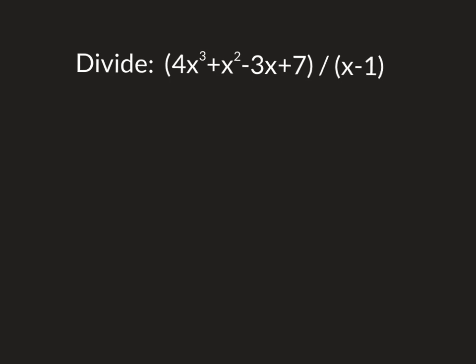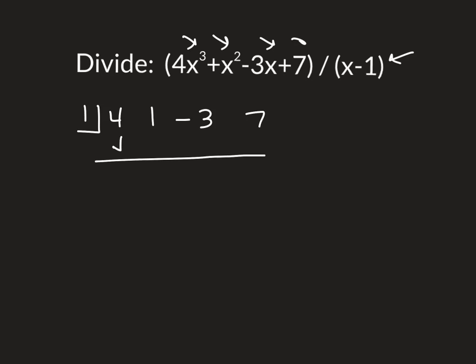This one says 4x cubed plus x squared minus 3x plus 7 divided by x minus 1. So I'm going to set it the same way. Put my box. Put my coefficients out here. Now, one thing I do want to say: if you're missing an exponent, like this goes 3, 2, 1, none, if I were missing the x squared right there, I'd have to put a 0 in its place. All right, now, this is x minus 1, so I'm going to put a positive 1 in the box. Remember how we start. We always start by bringing the first number down below the line, which is a 4.